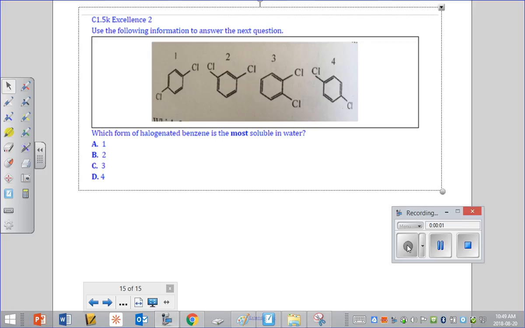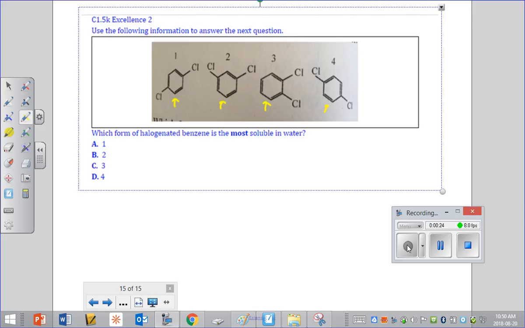So this question is asking us to use the following information. We have 4 different structures. Each of them has, you can see, a benzene ring with 2 chlorides attached. And we're asking which form of halogenated benzene is the most soluble in water.